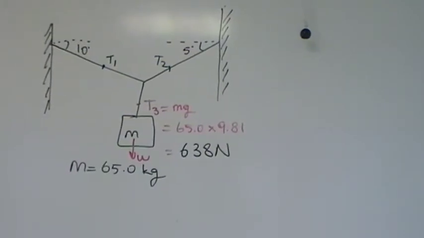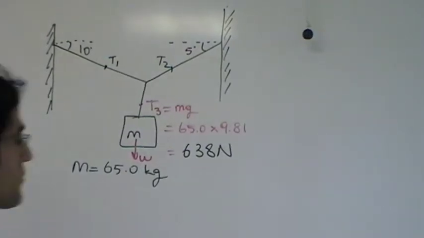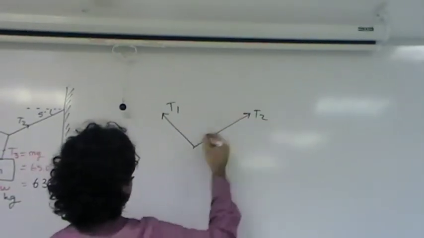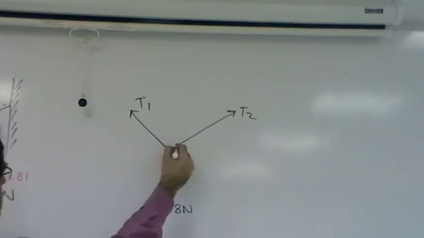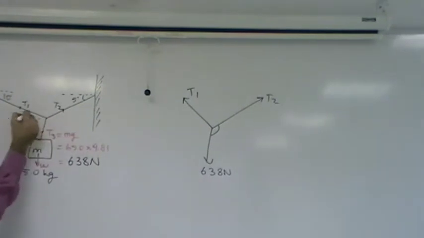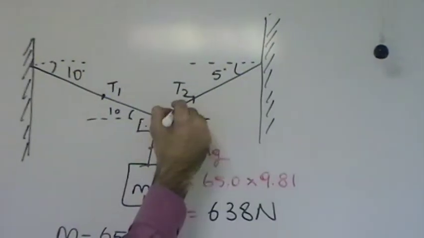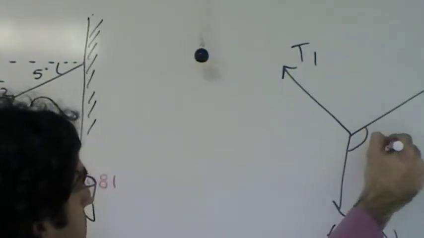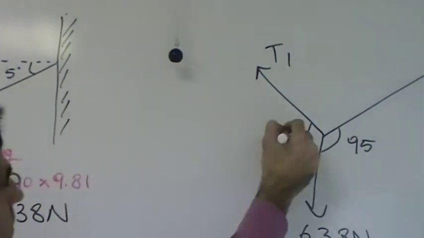So let me just put the tensions and the angles so that it gives us quite an easy picture. We've got T1 over here, T2 over there, and 638 newtons over here. Now I need to find the angles first of all. If you look here, we have 10 degrees over here and the right angle there, 5 degrees over here, and 90 degrees there. So this is going to be 90 plus 5, which is 95, and this is going to be 90 plus 10, which is 100 degrees.